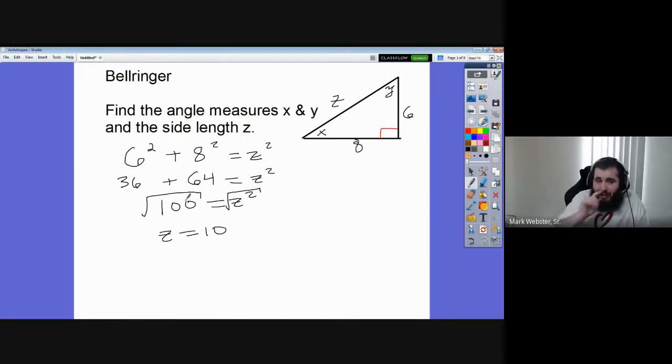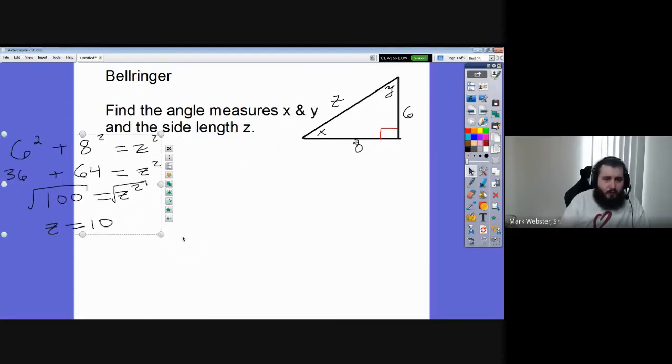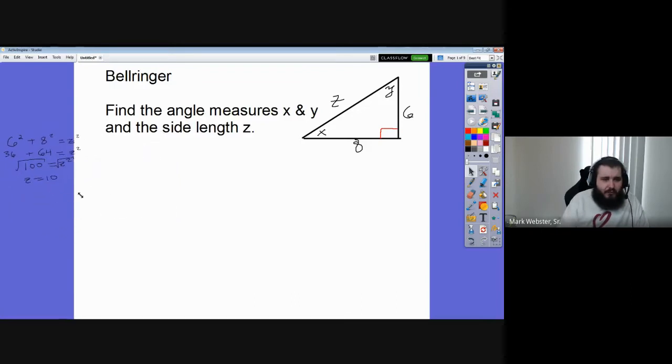Now, on the other hand, you could have noticed, hey, wait a minute, I know my Pythagorean triples. 3, 4, 5, 6, 8, 10, right? So that's a couple of different ways you could have done it. That's not a problem to do it either way.